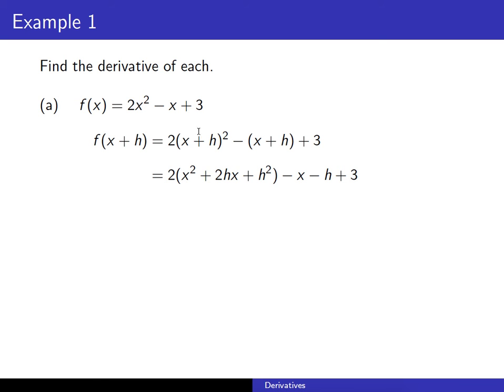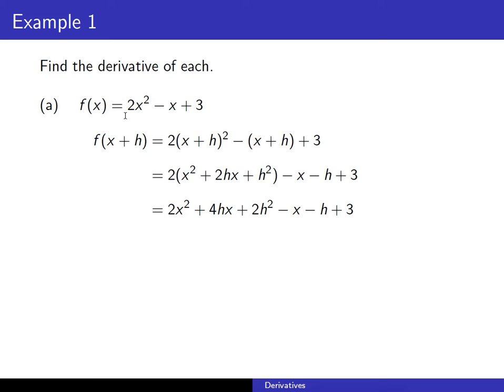When we simplify this, x plus h squared is x squared plus 2hx plus h squared, and then distribute the negative to the x plus h in parentheses. And then we're going to distribute the 2 to each of these 3 terms, and we'll get 2x squared plus 4hx plus 2h squared minus x minus h plus 3. So quite a bit there.